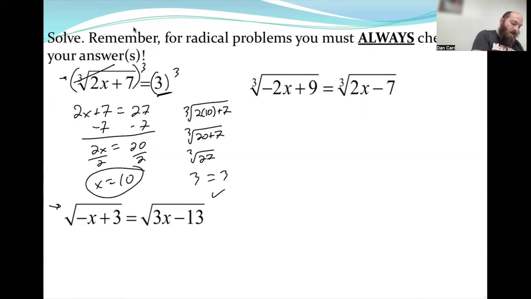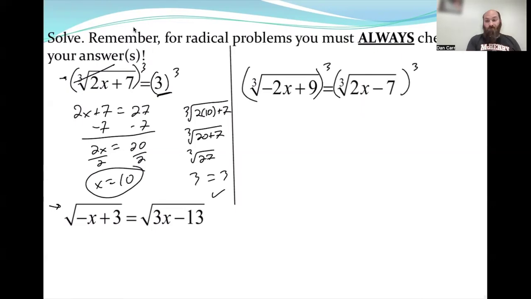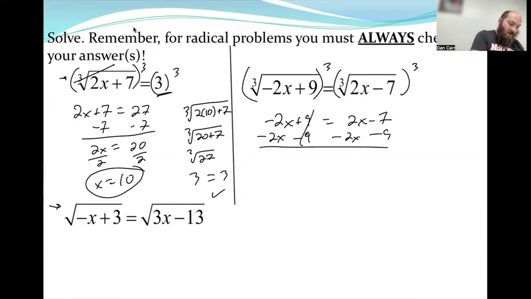On the next one, it's cube root is equal to cube root. So I can just cube both sides. Doing that, I'm going to get negative 2x plus 9 is equal to 2x minus 7. I can subtract 9 and subtract 2x. So that's gone and that's gone. So I get negative 4x is equal to negative 16. And I divide by negative 4. So I get x equals a positive 4.